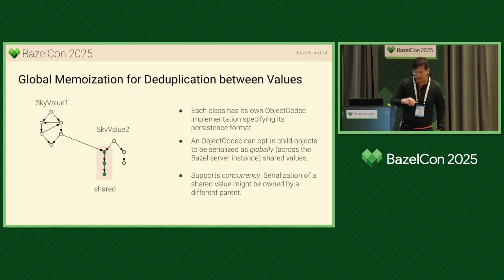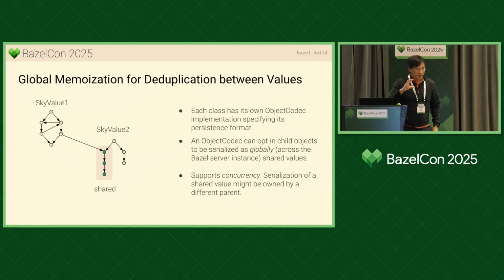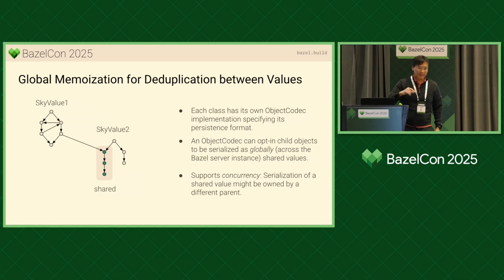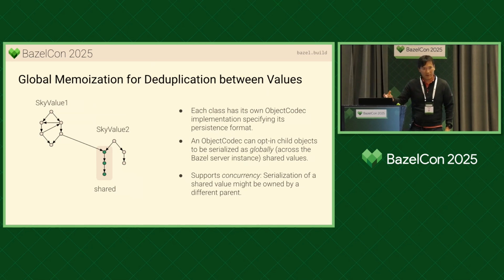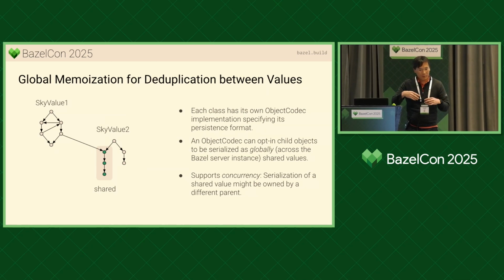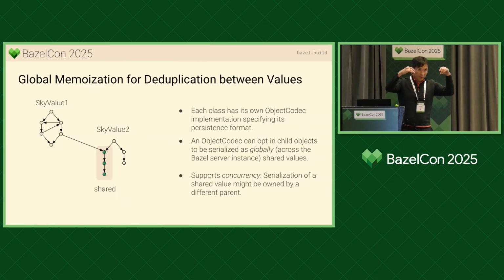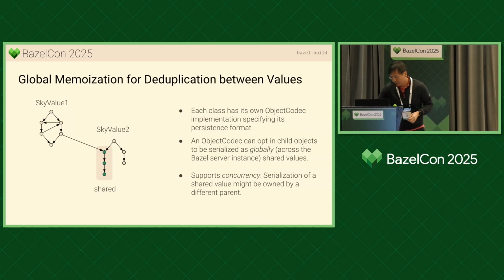So we have this sort of explicit API that says, hey, let's declare this as a shared value, and then we'll serialize it once. The code is a little bit complicated because the serialization of all this stuff happens concurrently. So if two values are being serialized at the same time and they share data, then you have to deal with the concurrency.